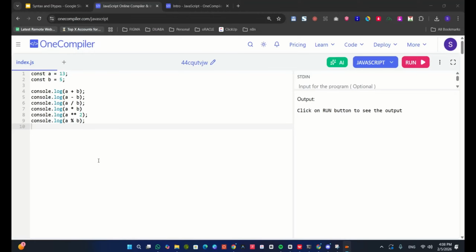So let's look at the results. From the console, we have 18, which is the result of a plus b. We have 8, which is a minus b. We have 2.6, which is a divided by b. And we have 65, which is a times b. We also have 169, which is a exponent 2, or 13 exponent 2. And with the last example, a modulus b, we have 3.